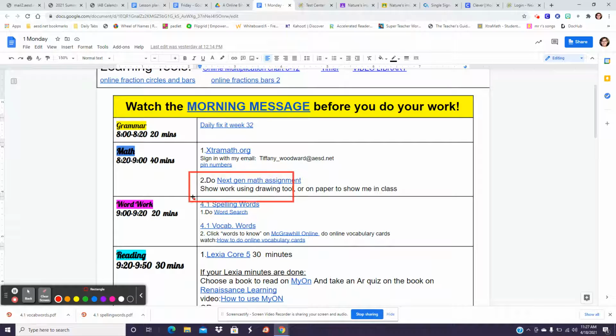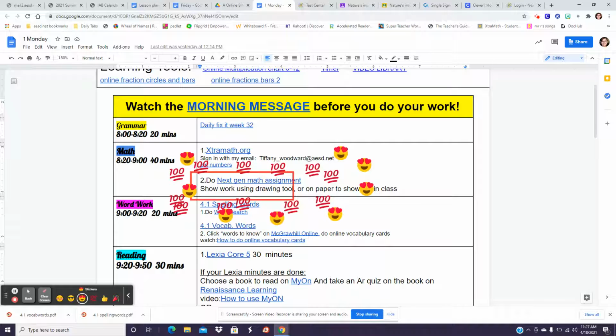Really try your best on this Next Gen Math assignment, because this is getting us ready for a state test. It's very important, 100% important to take your time on Next Gen Math. If you do take your time, this is the face I will be. I will be so happy that you took your time and you showed your work and didn't just click through on Next Gen Math. So important. Show me what you know. Take your time and have some fun doing some math.